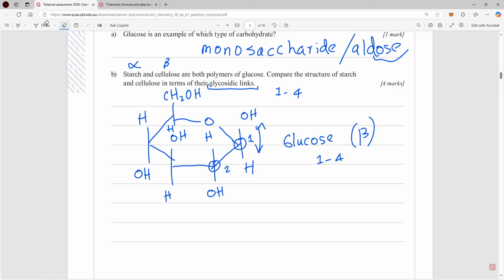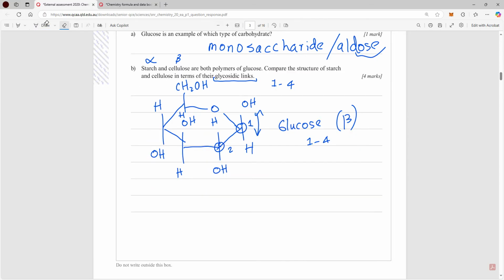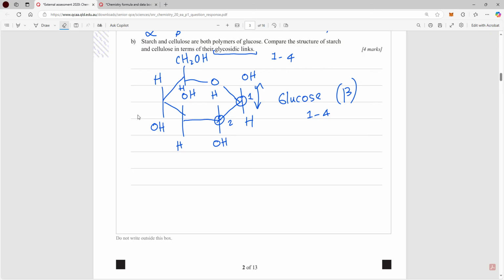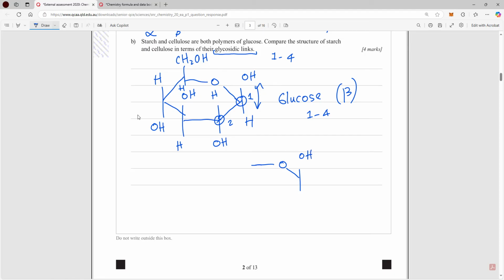There's no way I can really condense this, so I'll try and draw it a little bit better. If you were to draw them together, I'll just draw it like this. So we'll go like this, oxygen, OH, H, like this. So it still has the same structure here.